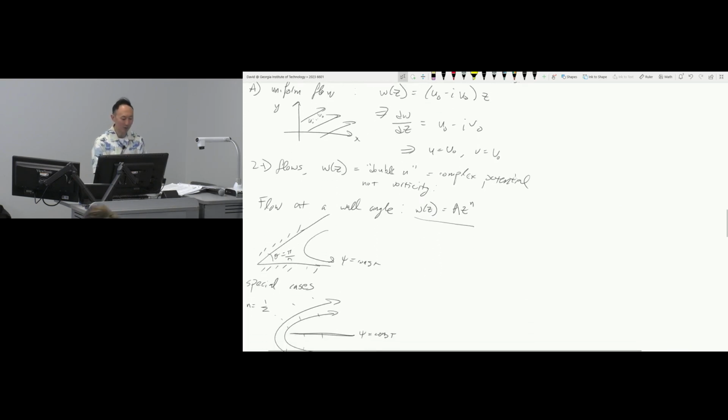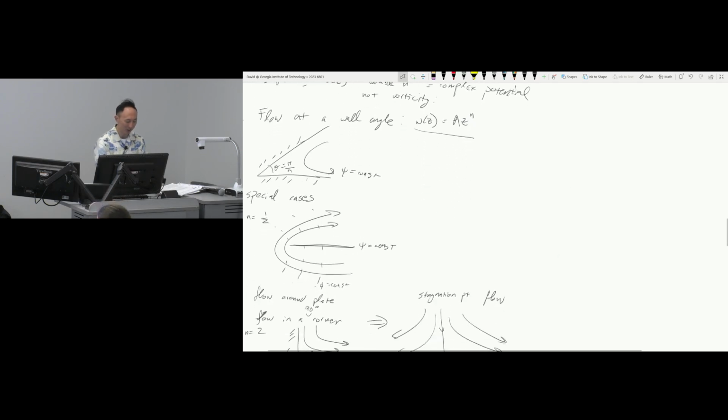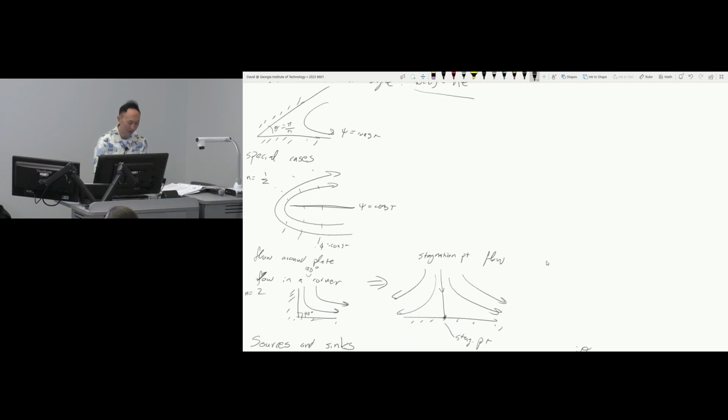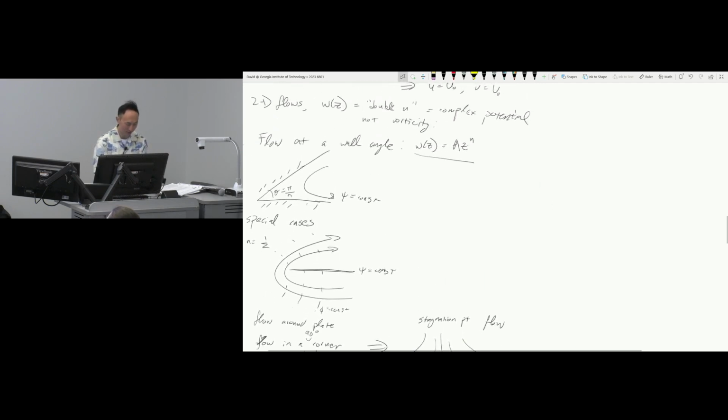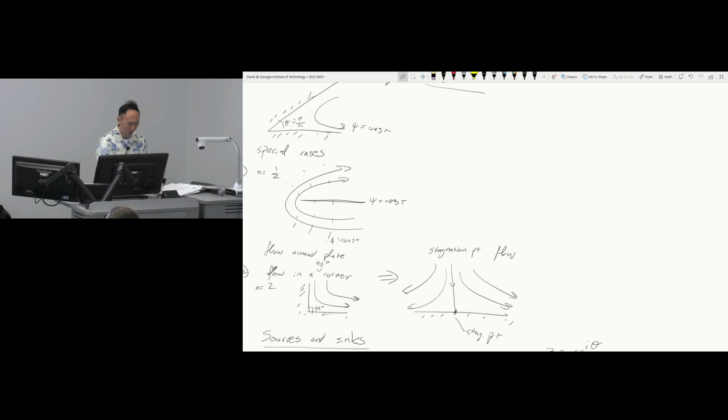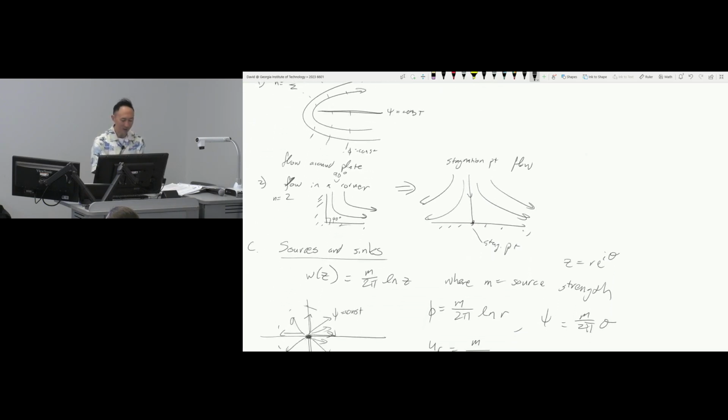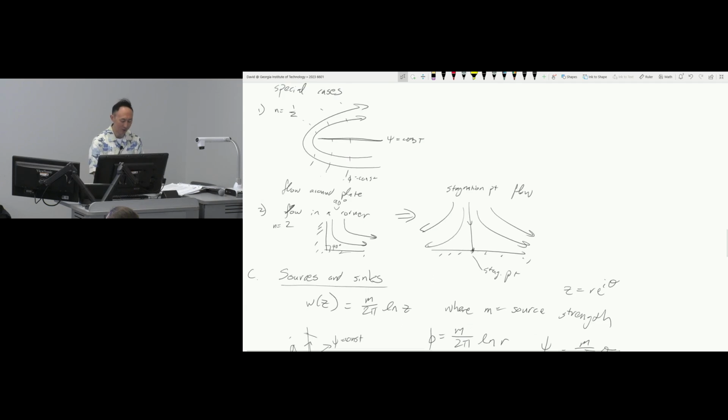The next easiest possible solution for a complex potential is not just linear, but a power, z to the power n. And we said, depending on what n is, you can have something that looks like flow in a wedge, which is really hard to calculate without this kind of formulation. And then we have n equals 1/2, which is flow around a plate. And we said you can play some tricks to figure out flows that wouldn't look like that.